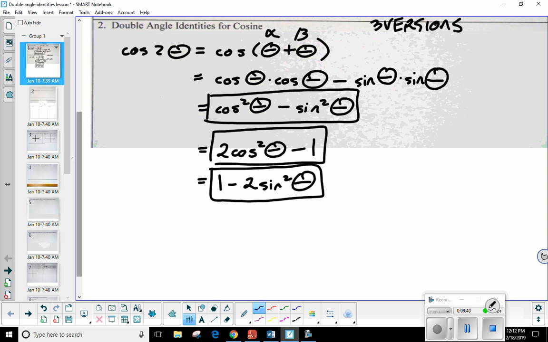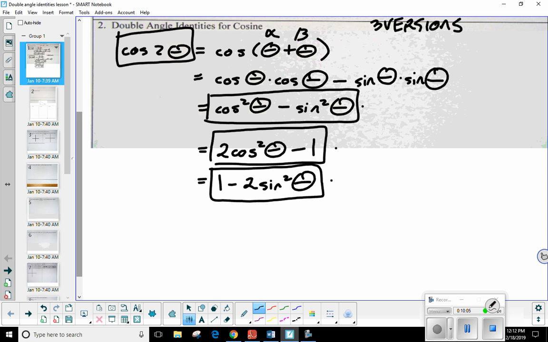So here's the thing. Every time you see cosine of 2 theta, you actually have a choice. You could use any of these 3, especially when you're evaluating a problem such as I'm about to show you. It does not matter which one you use. It will always give you the same answer. So really it's your choice, whichever you feel is going to be the most beneficial, the easiest for you to deal with.